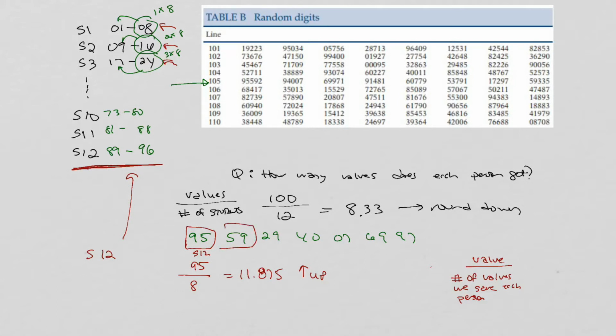And then if you go to 59, 59 divided by 8 is 7.375. If I round that up, that would be student 8. 29 divided by 8 is 3.625, so that represents student 4. 40 divided by 8 is 5. That divides out evenly, so I'll use student 5. So there would be my sample of size 4.